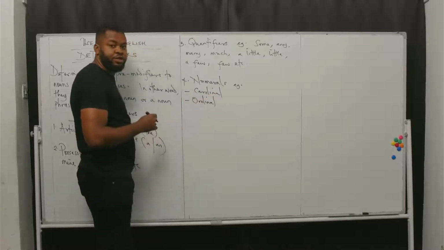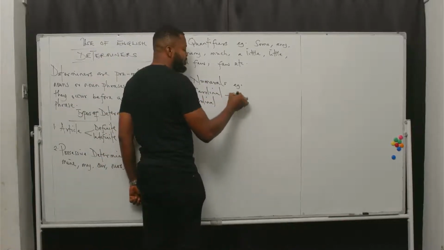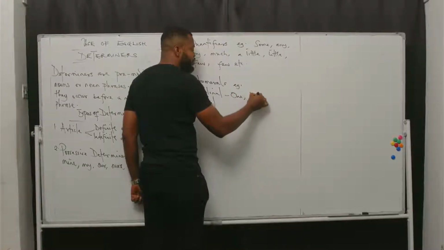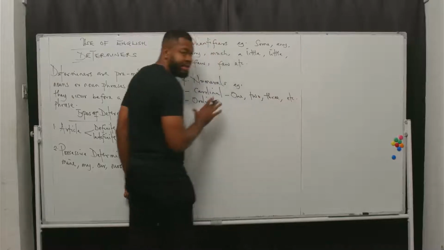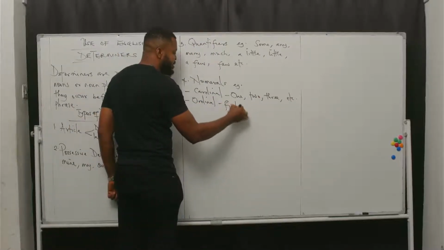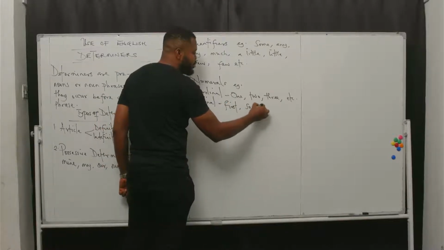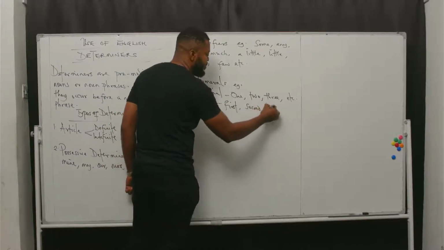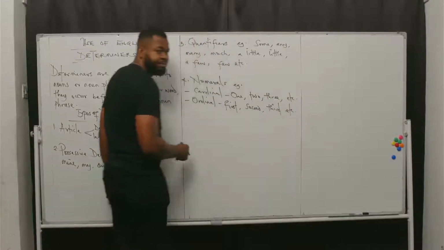I hope this is clear to you. So here, the cardinal is where you have 1, 2, 3, and so on. And then the ordinal, this is where you have first to replace 1, second to replace 2, and third to replace 3, and so on like that.